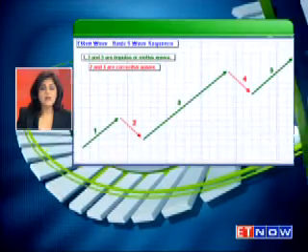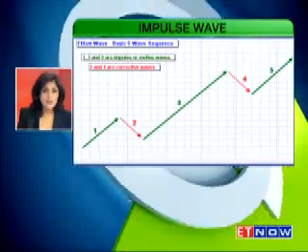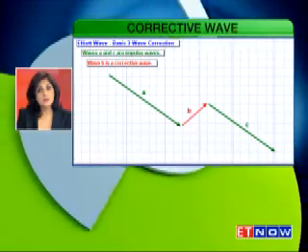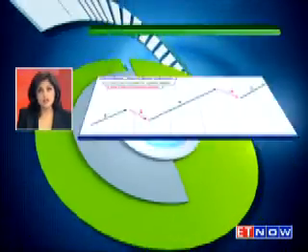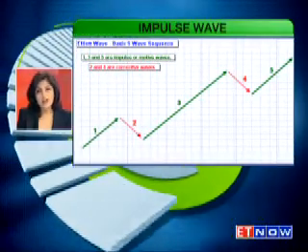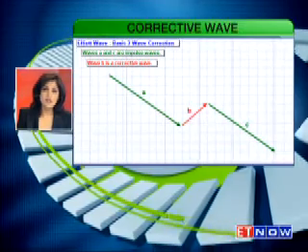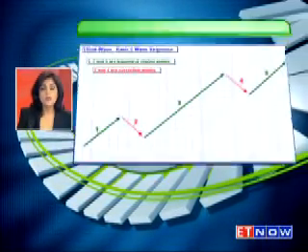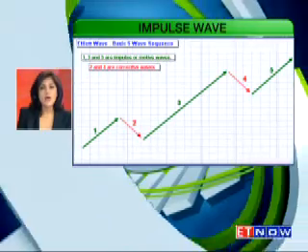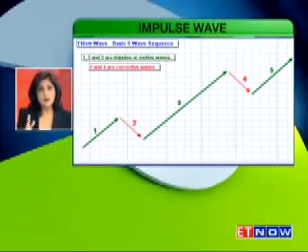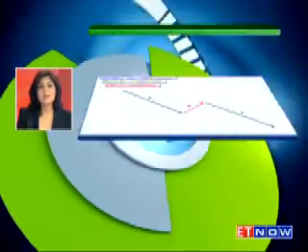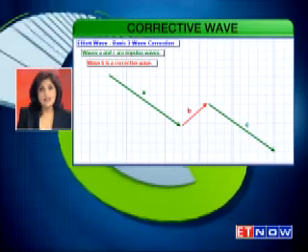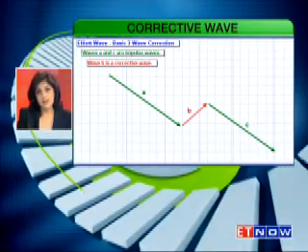You can see it there. There are two types of waves. You have the impulse waves and the corrective waves. Impulse waves are basically in the direction of the larger degree wave, and the corrective waves are in the opposite direction. So if you're looking at the figure once again and look at the bigger up moves, you have waves 1, 3, and 5, which are the impulse waves. You have waves 2 and 4, which are the corrective waves. Similarly, in the down move, A and C are the impulse waves and B is the corrective wave.